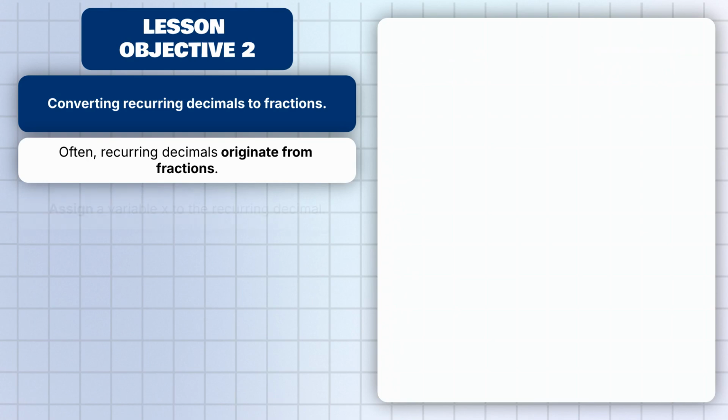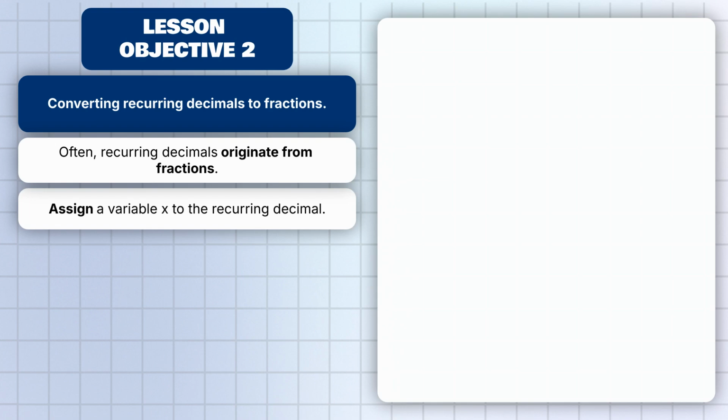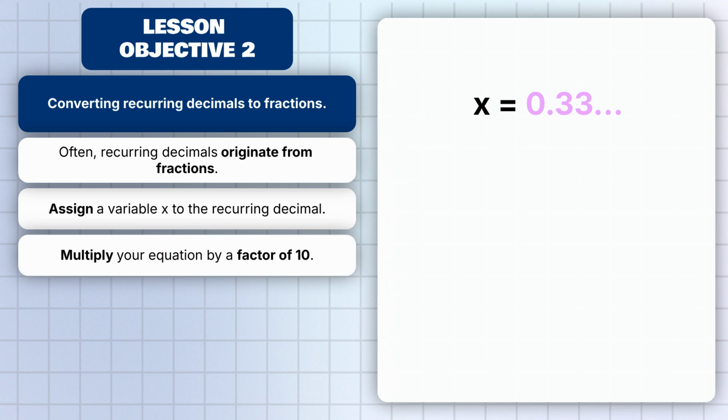First, let's assign a variable, x, to the recurring decimal. For example, let's start with the recurring decimal 0.333... Our goal is to find the value of x as a fraction. Next, we multiply our equation by a factor of 10 or another power of 10, such that the recurring part of the decimals aligns into the same decimal place. Here we multiply by 10.